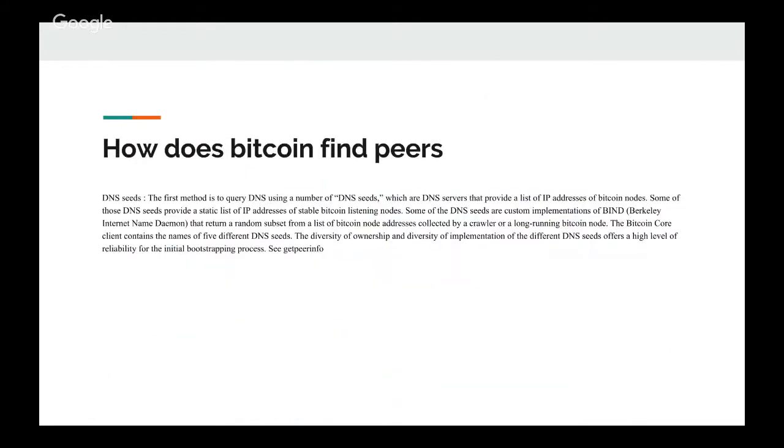How does a Bitcoin node, when it initially comes up, find peers? Basically there are some DNS seeds, and those DNS seeds can provide a list of static IP addresses, or by using BIND, they can also provide a dynamic list of IP addresses that we can get, and then we can query those peers, and that's how a node can get started.